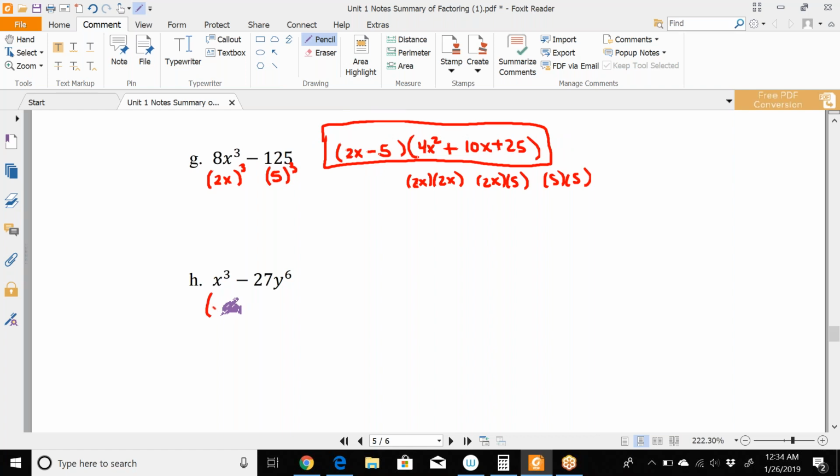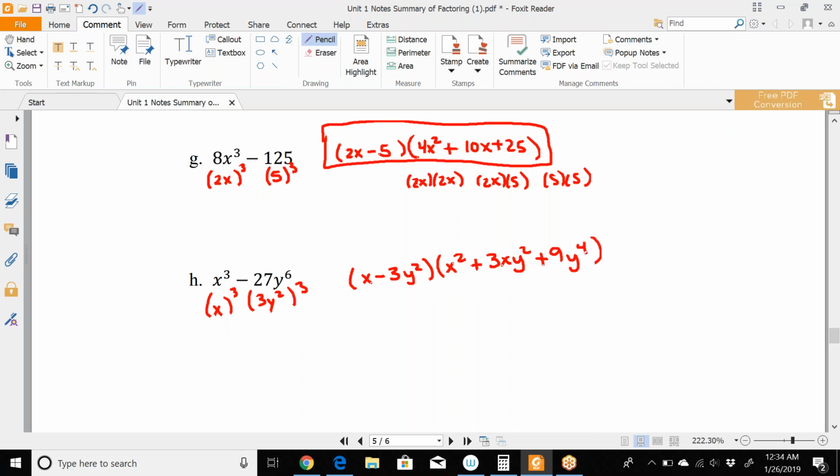Now I'm going to do this other one below it as well, because I honestly couldn't remember which one we did. So this would be x to the third. This would be a 3y squared to the third, because it's got to make 6 when we multiply. And we want it to be a cube on the outside since this is perfect cubes. So this one would be x minus 3y squared. And then it would be x squared, because we do x times x. You multiply x times 3y squared, so that would be a positive 3xy squared. And then you have to do 3y squared times 3y squared. So that's 9y to the fourth.